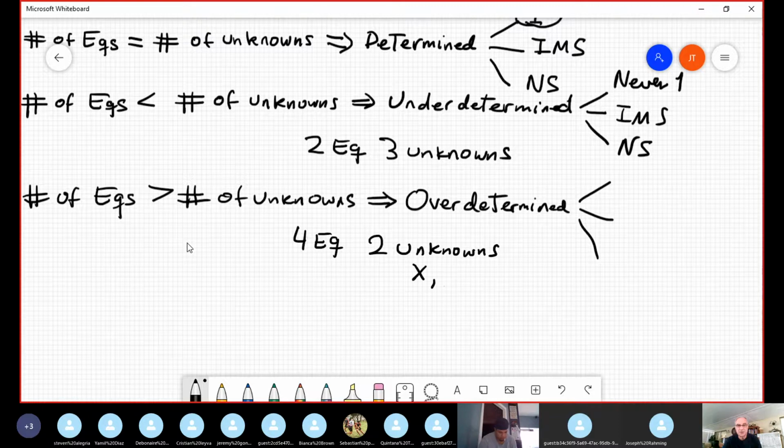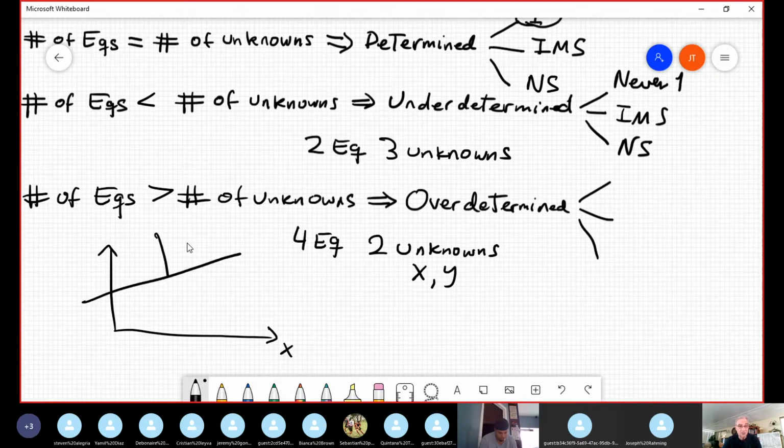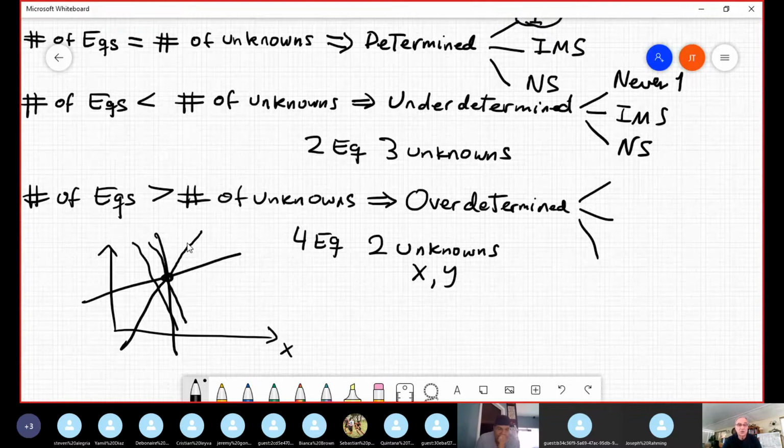2 unknowns is the classical x and y, no? But we have 4 equations. Okay, so suppose, geometrically speaking, look at that. x, y. Suppose the first equation is one line like that. Bam. The second equation is another line. Bam. The third equation is another line, and by coincidence it passes through the same point. And for the 4th equation, the last equation may pass or maybe not. Suppose this situation or this situation.